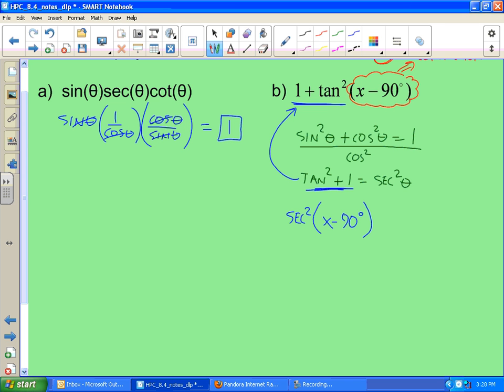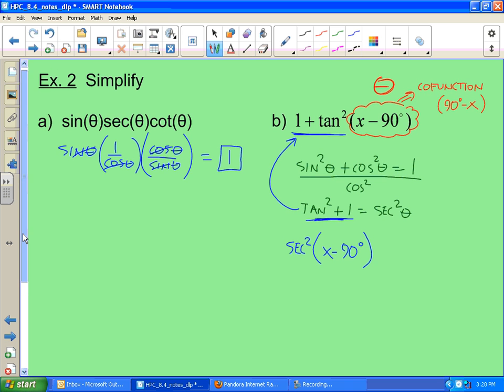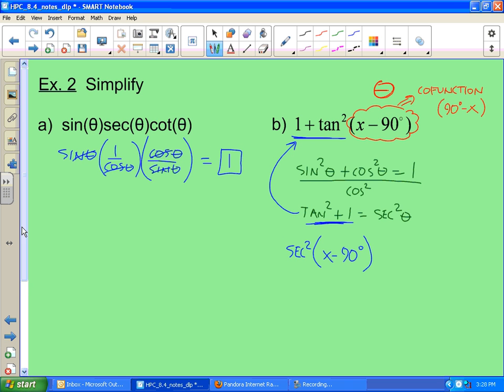Okay, but then let's think about this cofunction relationship. I'd love for it to be 90 minus x, because that's what our cofunction relationships looked like. They were something with 90 degrees minus x. By the way, those could be pi over 2 also in radians, but we're just looking at degrees. All right, so I have x minus 90. I want it to be 90 minus x.